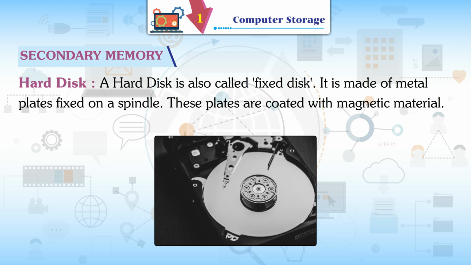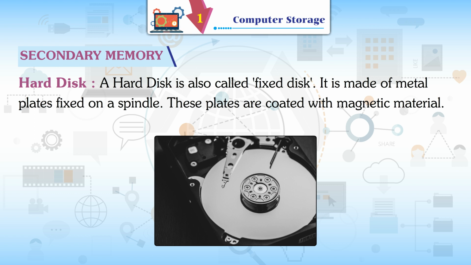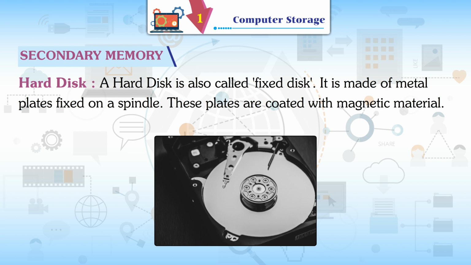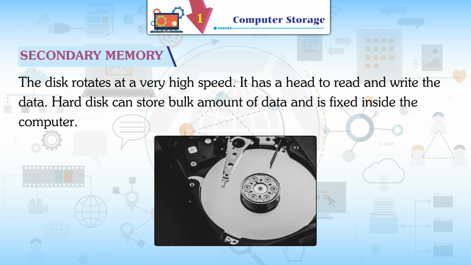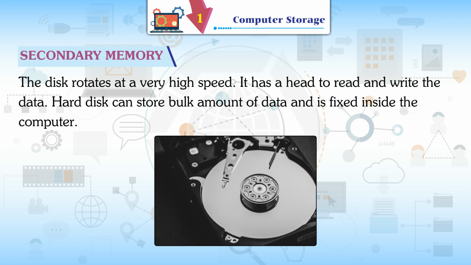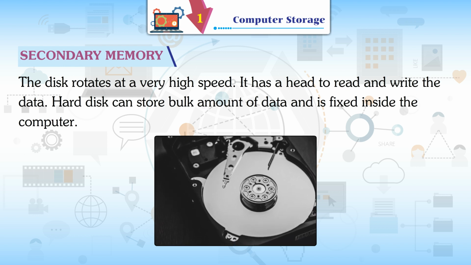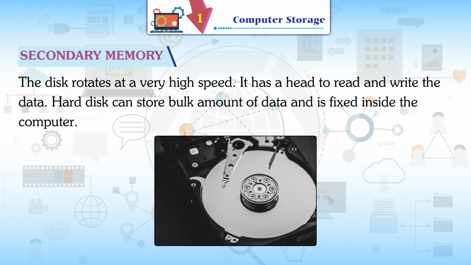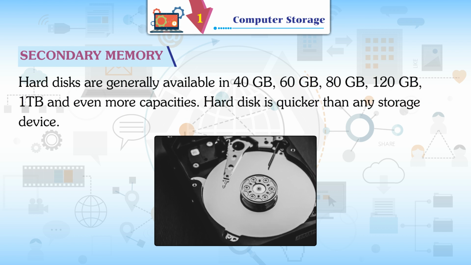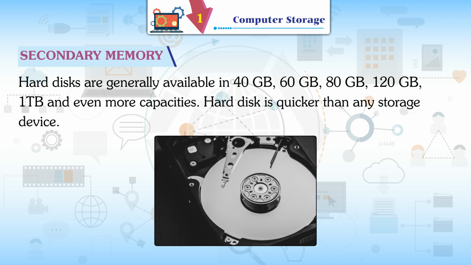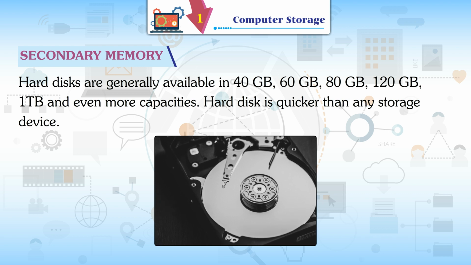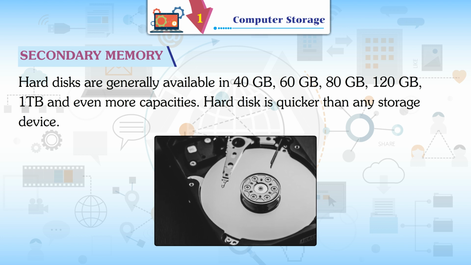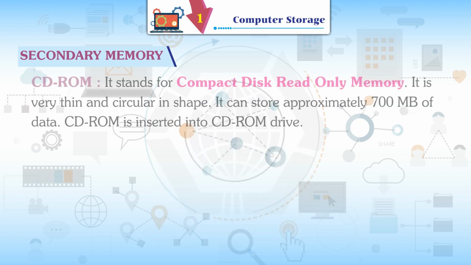A hard disk is also called a fixed disk. It is made of metal plates fixed on a spindle. These plates are coated with magnetic material. The disk rotates at a very high speed. It has a head to read and write the data. A hard disk can store a bulk amount of data and is fixed inside the computer. Hard disks are generally available in 40 GB, 60 GB, 80 GB, 120 GB, 1 TB, and even more capacities. A hard disk is quicker than any other storage device.